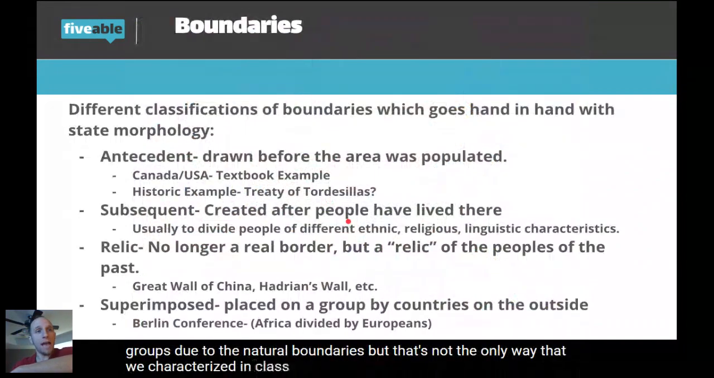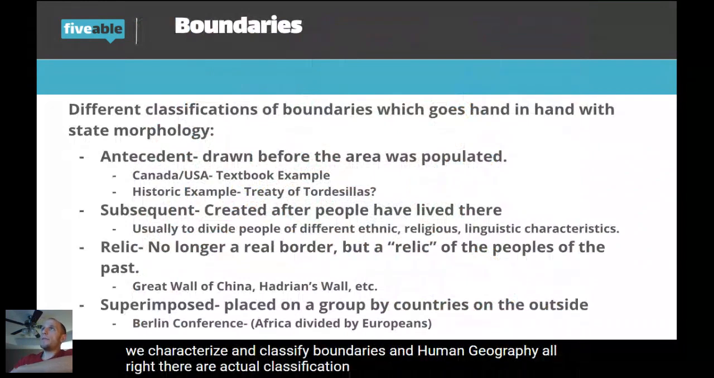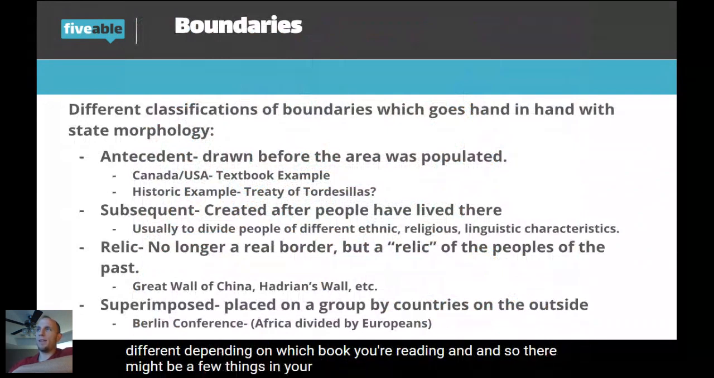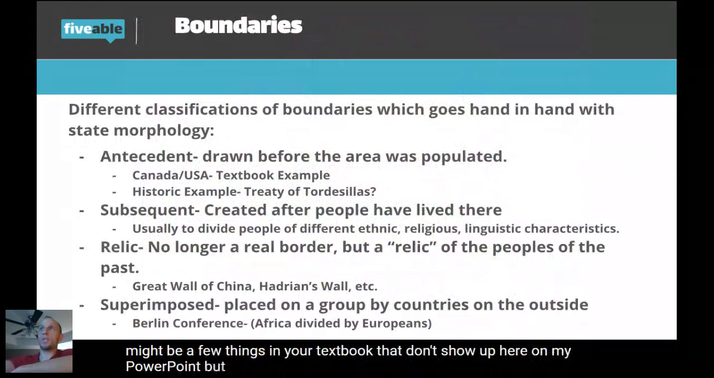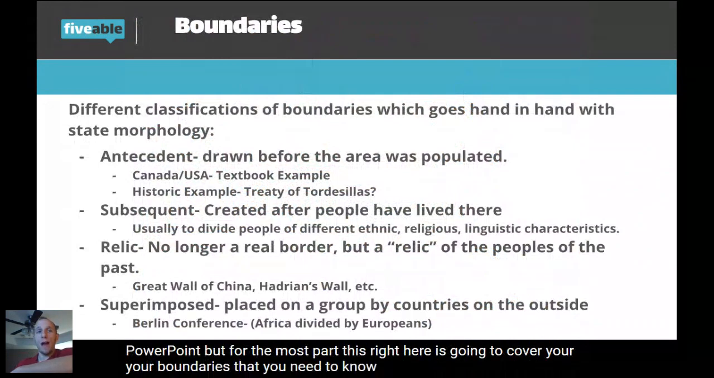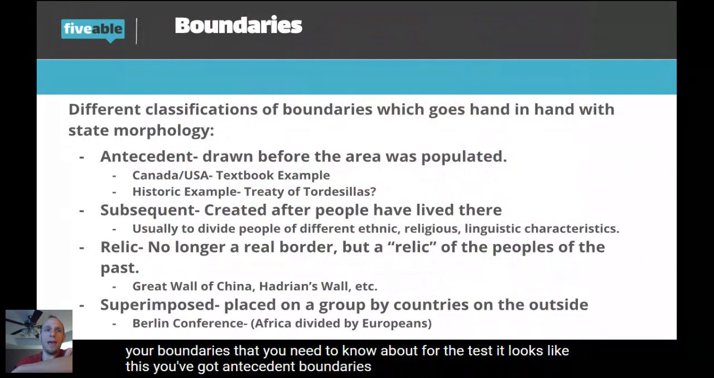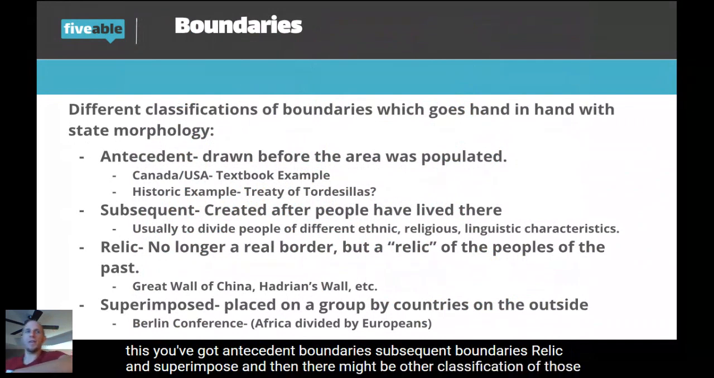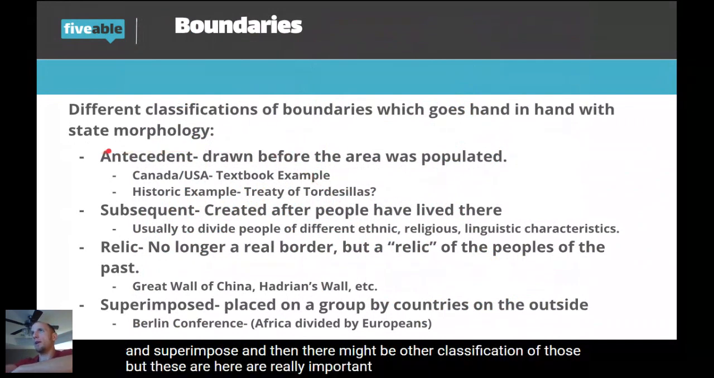But that's not the only way that we characterize and classify boundaries in human geography. All right. There are actual classifications, and sometimes these might look different depending on which book you're reading. So there might be a few things in your textbook that don't show up here in my PowerPoint, but for the most part, this right here is going to cover the boundaries you need to know about for the test. And it looks like this. You've got antecedent boundaries, subsequent boundaries, relic, and superimposed. And then there might be other classifications of those, but these here are really important.